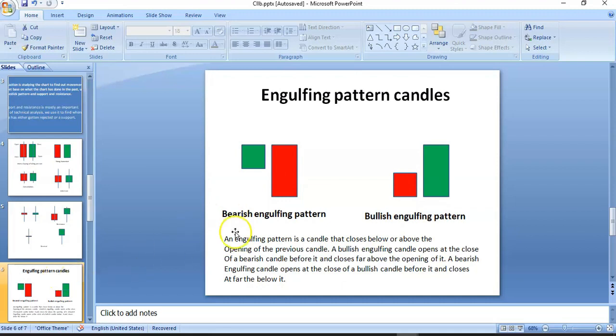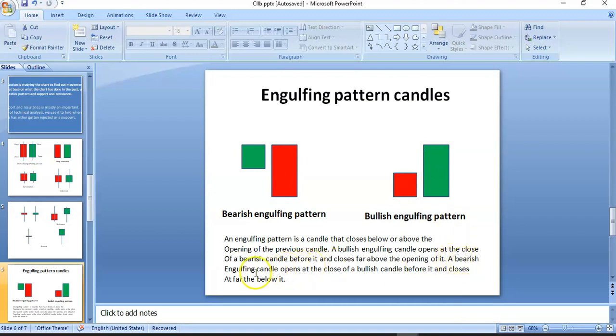All right. So an engulfing pattern is a candle that closes below or above the opening of the previous candle. You can see here, this red candle is ending below the previous green candle. So that is an engulfing candle. And here too, this green candle is ending just above the red candle, and this is an engulfing candle. A bullish engulfing candle opens at the close of a bearish candle before it and closes far above the opening of it, just as we see here.